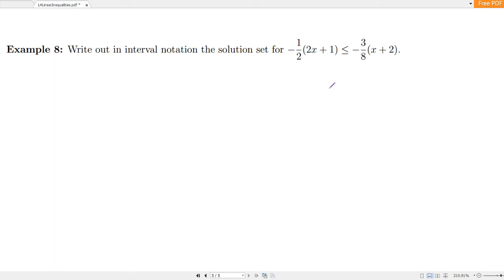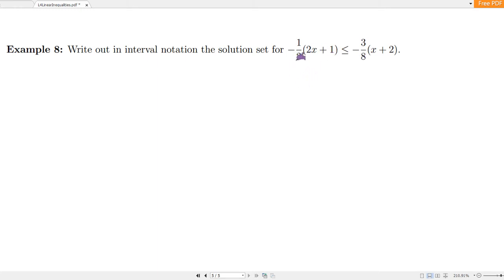Okay, so how about this one? Well, there's actually a couple ways that you could proceed. One way is you could try to immediately get rid of these fractions. We can multiply by the lowest common denominator. So that would be 8, right? So I can multiply both sides by 8. Alternatively, you could distribute and then multiply by a lowest common denominator. So try it both ways and see what you think, which way maybe is faster.